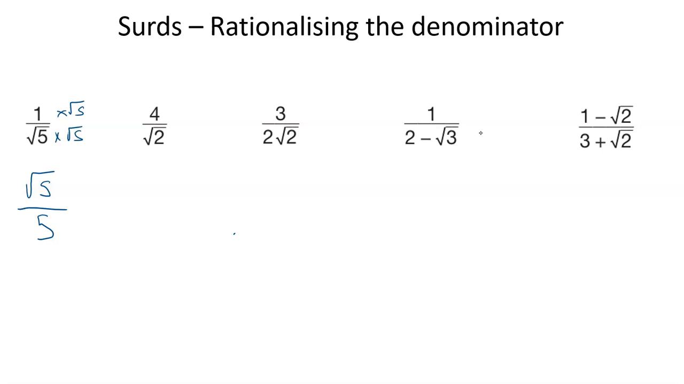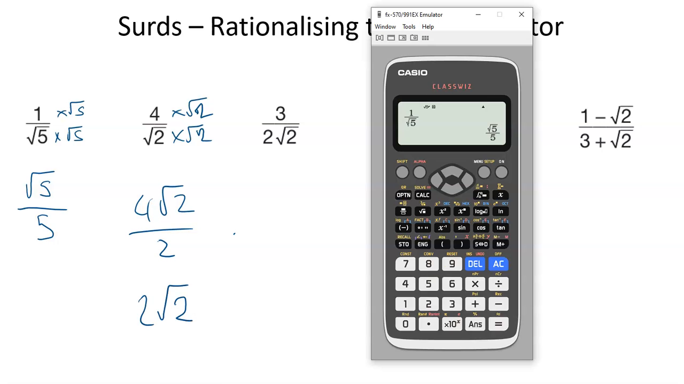Okay, so 4 over root 2, same thing, times the top and the bottom by root 2. And then what do we get? We get 4 root 2 on the top. Root 2 times root 2 is 2, and this will cancel. 4 over 2 is 2 root 2. Lovely. And we could try that on the calculator just to check that we're not going crazy, not made a simple mistake. 2 root 2, there we go.